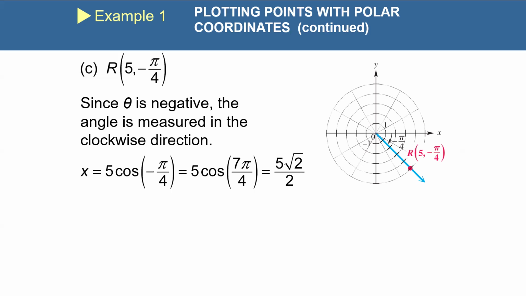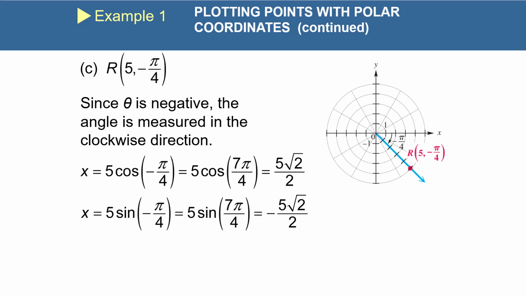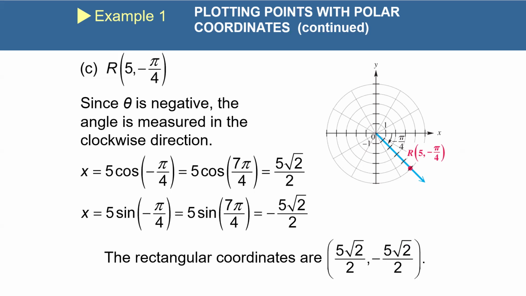So negative pi over 4 isn't on our unit circle, but 7 pi over 4 is on our unit circle. So what is the cosine at 7 pi over 4? Well, that's square root of 2 over 2. Same thing for our y. We're going to look at sine of 7 pi over 4, which is also square root of 2 over 2. The only difference is that it is negative. Why is it negative? Because I'm in quadrant 4. So my rectangular coordinates are listed as follows. That makes sense.